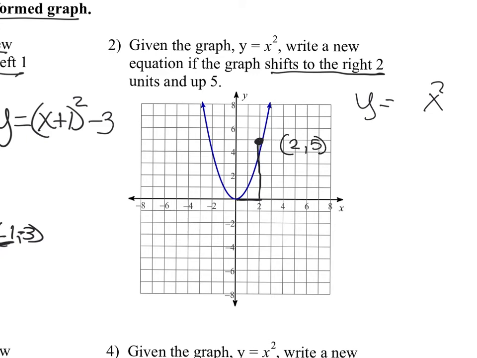All right, so this needs to become y equals x. I shifted to the right 2, so the opposite of that would be minus 2. Don't forget your square, because it is a quadratic. If I didn't put my square there, it'd become a straight line. All right? And then we went up 5, so plus 5.